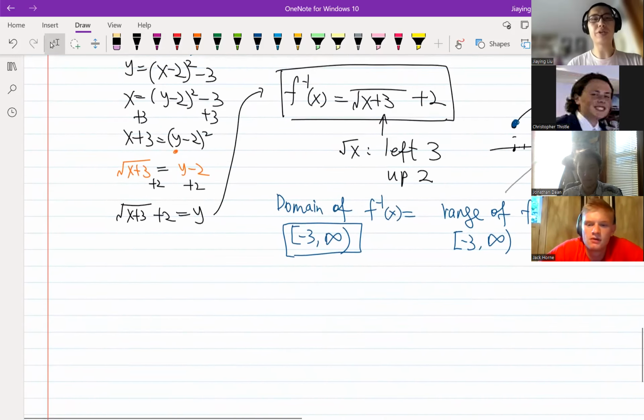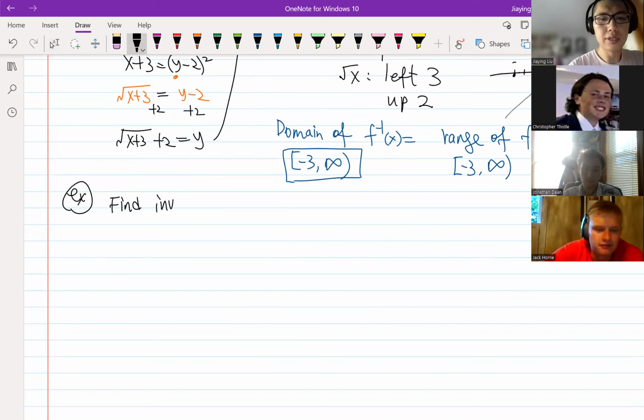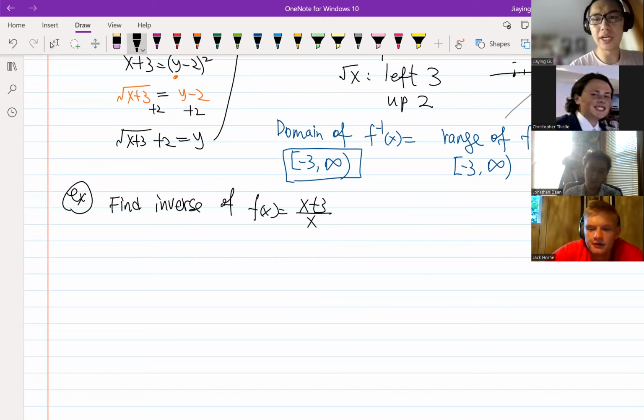All right, let's take one more example. So let's see, find the inverse of f of x, which is equal to (x plus 3) over (x minus 2). This is a rational function.